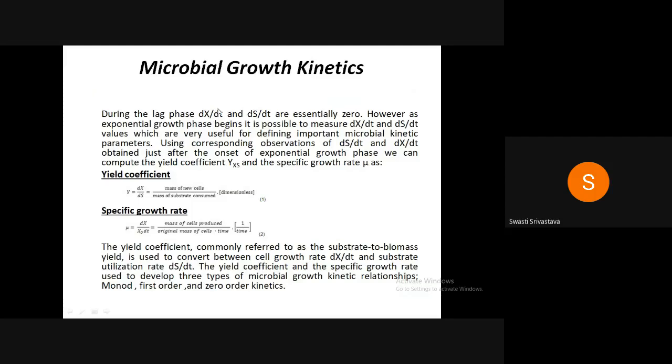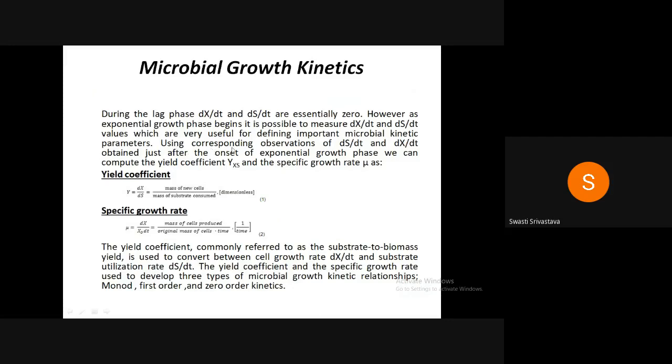So, definitely the ds/dt will be zero. And the growth of the inoculum that you have provided is also very much limited, because the cells are trying to acclimatize. So in that context also, the dx/dt will be essentially zero. However, when the exponential growth phase begins, then the dx/dt and ds/dt values differ according to the duration of the time that has elapsed.